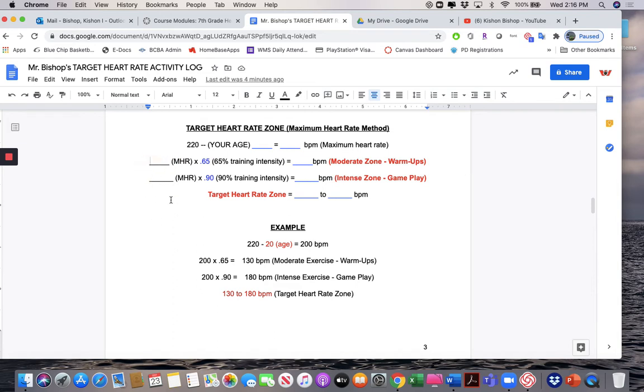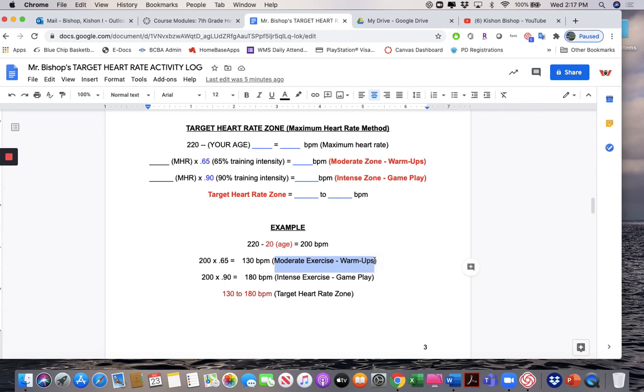My answers are going to be in blue. I'm going to multiply by 0.65 to find 65% of 200. Again, we did a little math. Anytime you're trying to find a percentage, it is a lot quicker to change it into a decimal. And when we change it into a decimal, it is easier to find a percentage. So 200 times 0.65 is 130 beats per minute. That's my moderate exercise.